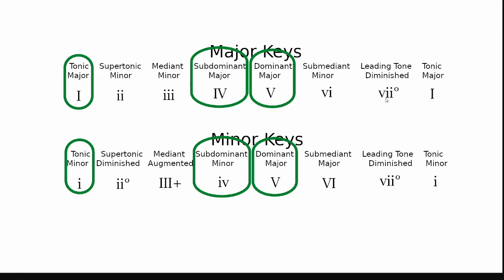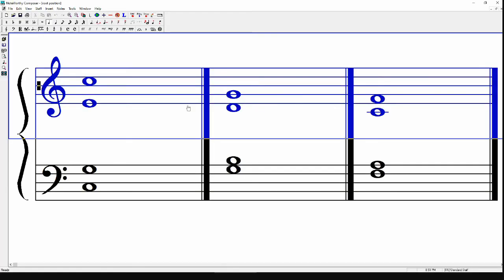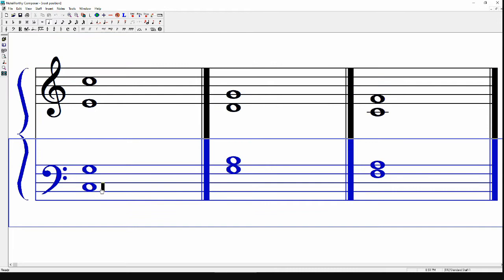Now, root position just means that the root of the triad is in the bass line. So the C would be in the bass line for a C triad, or G for a G triad, F for the F triad, L for the L triad. Oh, wait, no. There's no L triad. The point is, whatever the root of the triad, it will be in the bass line.